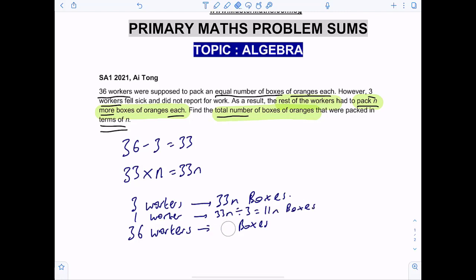Alright, and to get 36 workers, what we do is 11n times 36, and we get an answer of 396n boxes of oranges that were supposed to be packed in total.